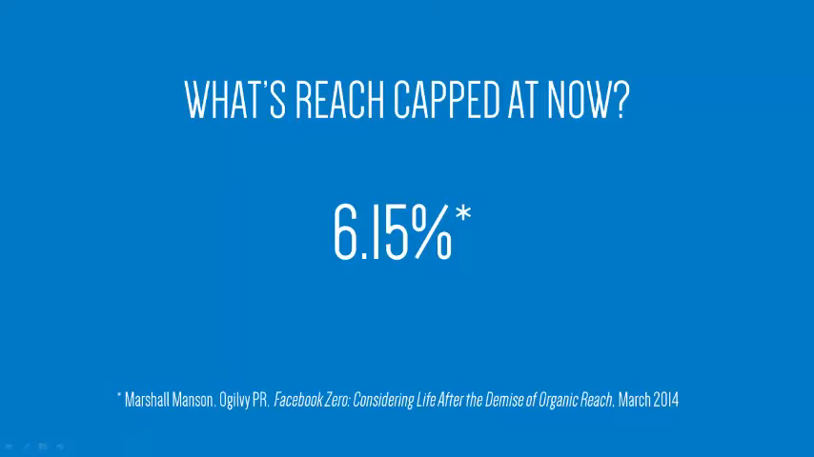So what is reach capped at now? We're at 6.15% on Facebook. So basically, Facebook has told brands that organic growth isn't going to take place on any of their pages any longer. Twitter, for reference, is at about 30% a week. They measure it a little differently than Facebook does. And we're likely to see that drop moving forward as Twitter starts to engage paid social as a whole as well.